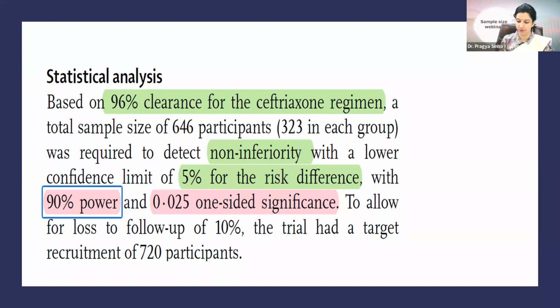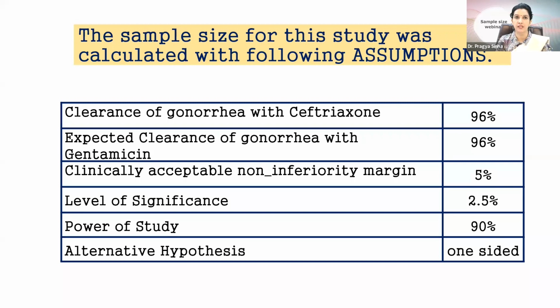The inputs for you are: the clearance of gonorrhea with ceftriaxone is 96%. The expected clearance with gentamicin is also 96%. The clinically acceptable non-inferiority means even if it goes to 91, 92, 93, anything. The level of significance is 2.5. Power of the study is 90%. Remember this power and alpha error, many times it gets changed, so you need to put that.